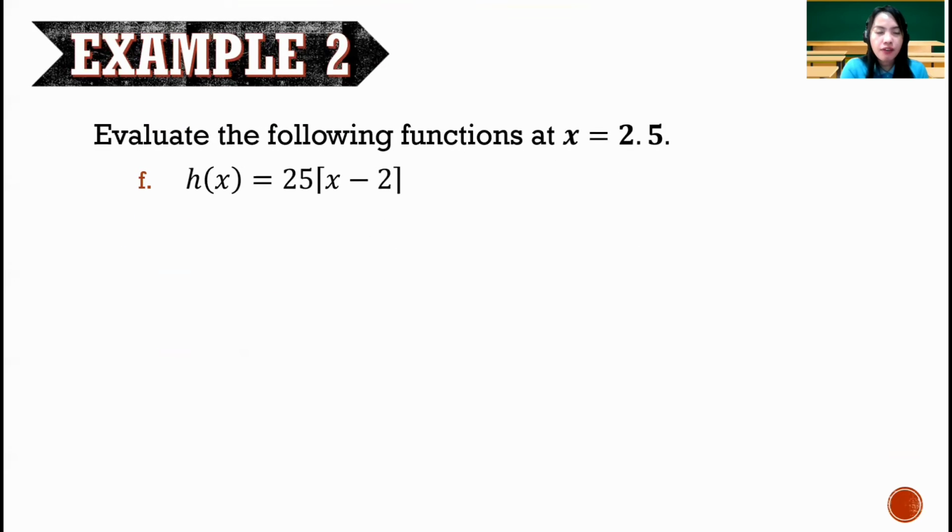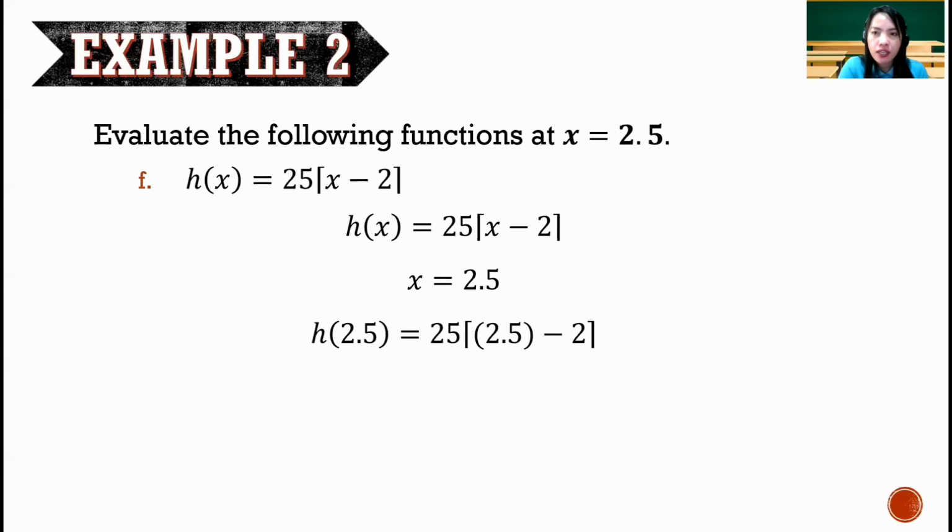In the last function under example 2, evaluate the function h of x equals 25 multiplied to the quantity or multiplied to the ceiling of the quantity x minus 2 at x equals 2.5. So to substitute, aalisin mo lahat ng variable x at papalitan mo ng value nito na 2.5. That will be h of 2.5 equals 25 multiplied to the ceiling of the quantity 2.5 minus 2.